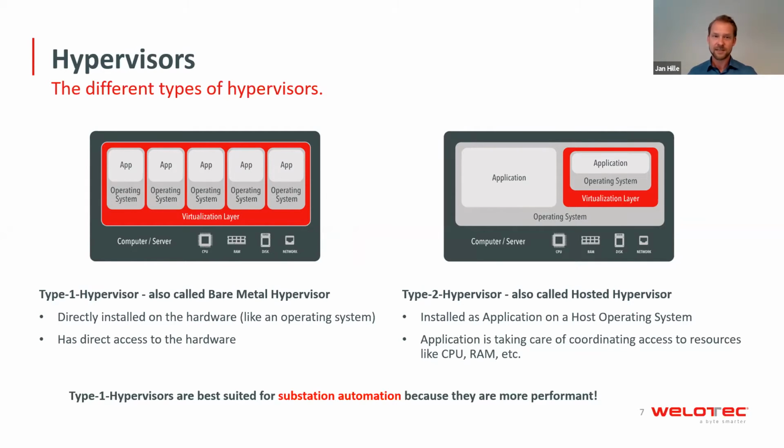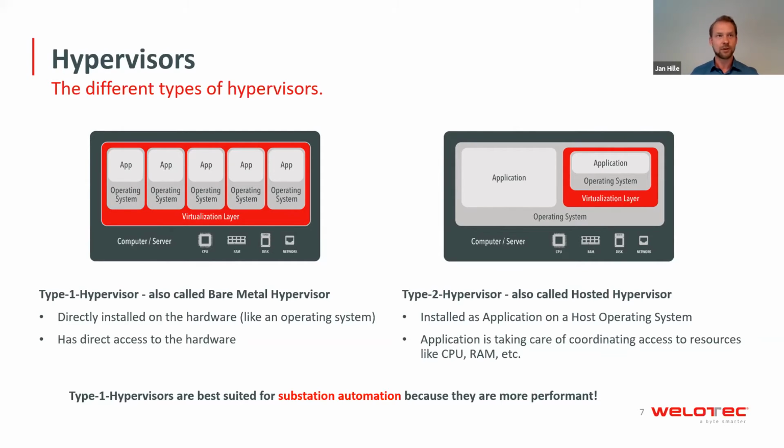The bare metal hypervisor is directly installed on the hardware. It's installed like an operating system. In fact, it is not really an operating system, but it is installed on the hardware like an operating system. And it has direct access to the hardware resources and can share it with the virtual computers afterwards. Examples for type 1 hypervisors are VMware's vSphere or ESXi, as it has been called earlier, and also Microsoft's Hyper-V. Type 2 hypervisors are installed as an application on a host operating system.